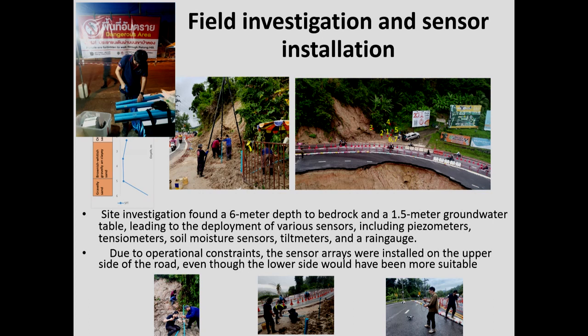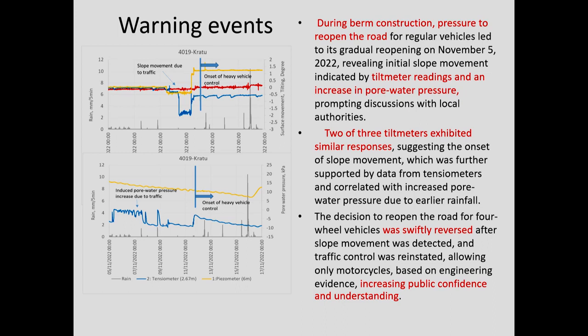Just to give an example of the warning events: it was happening for only a month's time, but during that month, I sometimes got a phone call at midnight asking what happened to the slope because there was heavy rain ongoing. So I had to look at the data and tell them what was happening.